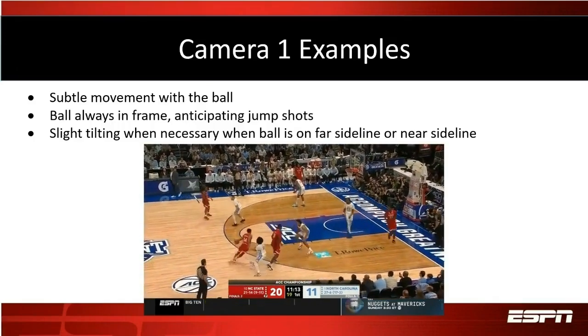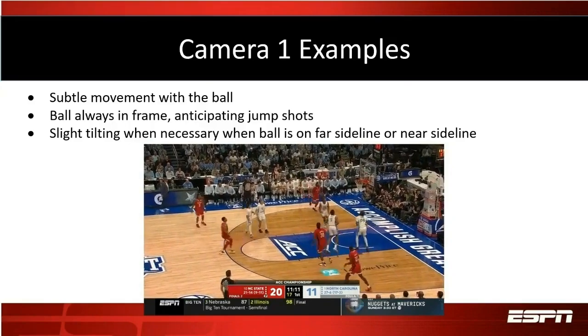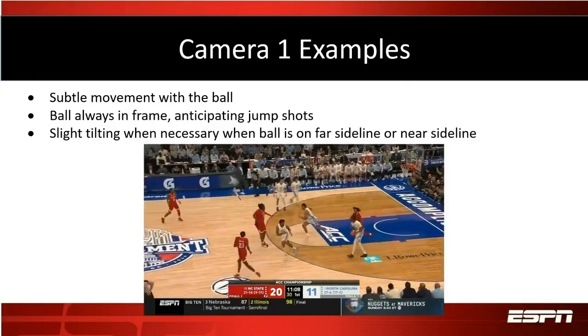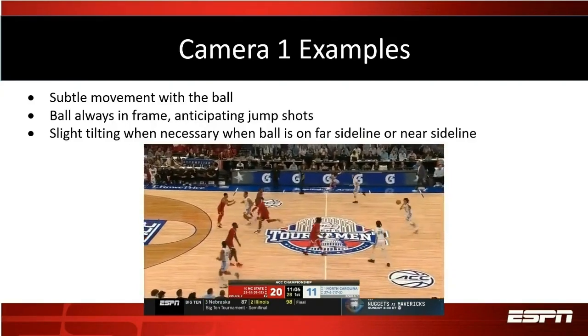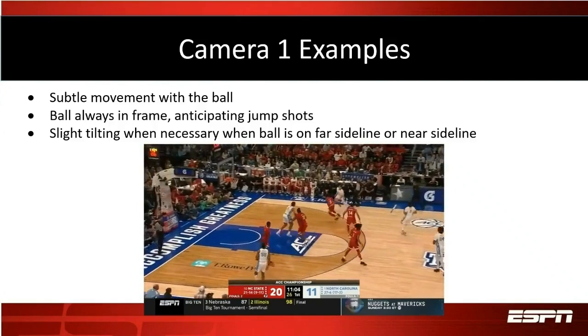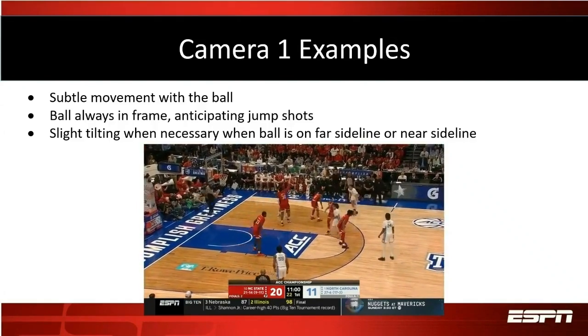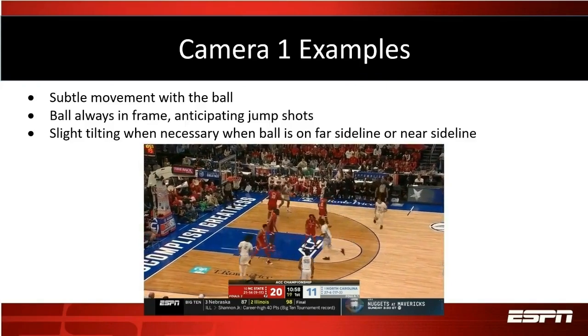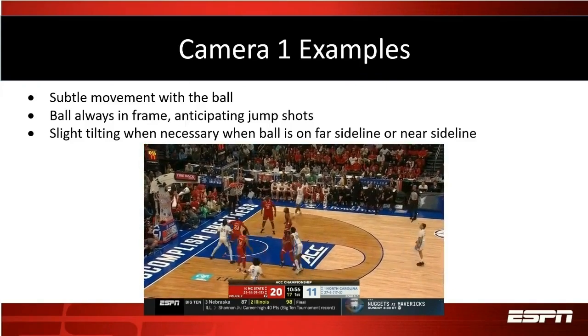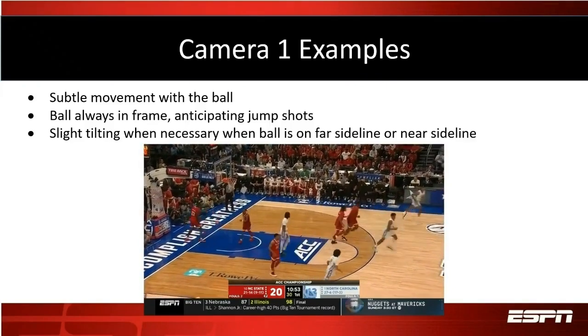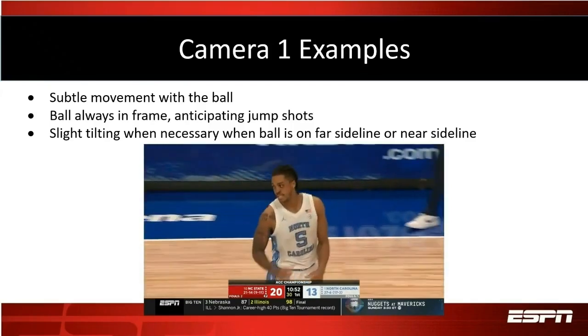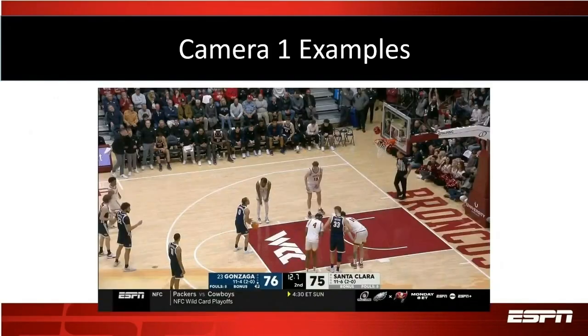So again, ball gets passed down to the near side of the frame. Jump shot happens. They tilt up. Ball stays in their frame for the entire jump shot. Now they're bringing the ball up the floor the other way. Subtle push in once the offense gets set. Again, just subtle movement during the entire time, no wasted space, keeping the ball in frame, even on that jump shot right there from the far side, top side of your frame. Really good camera one work here.